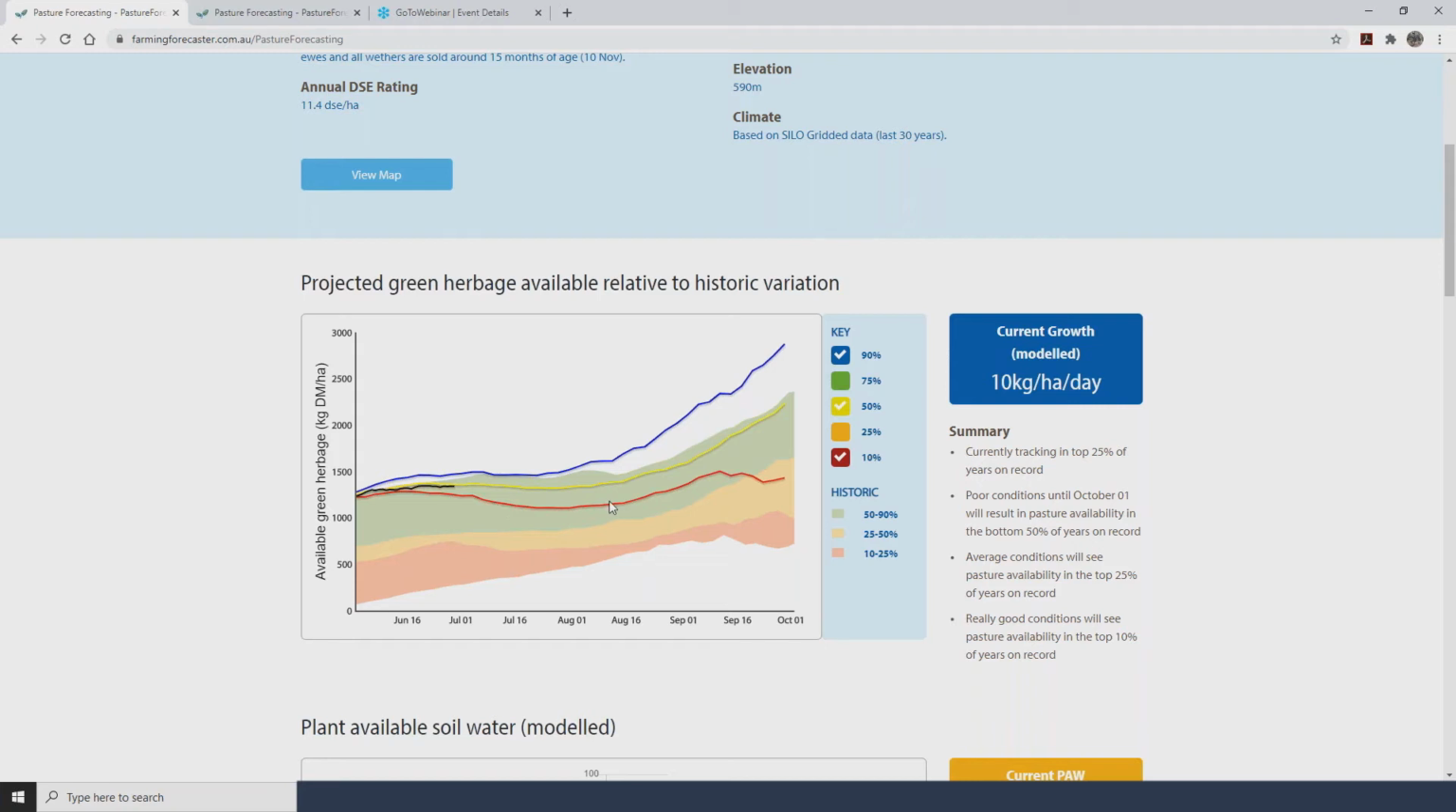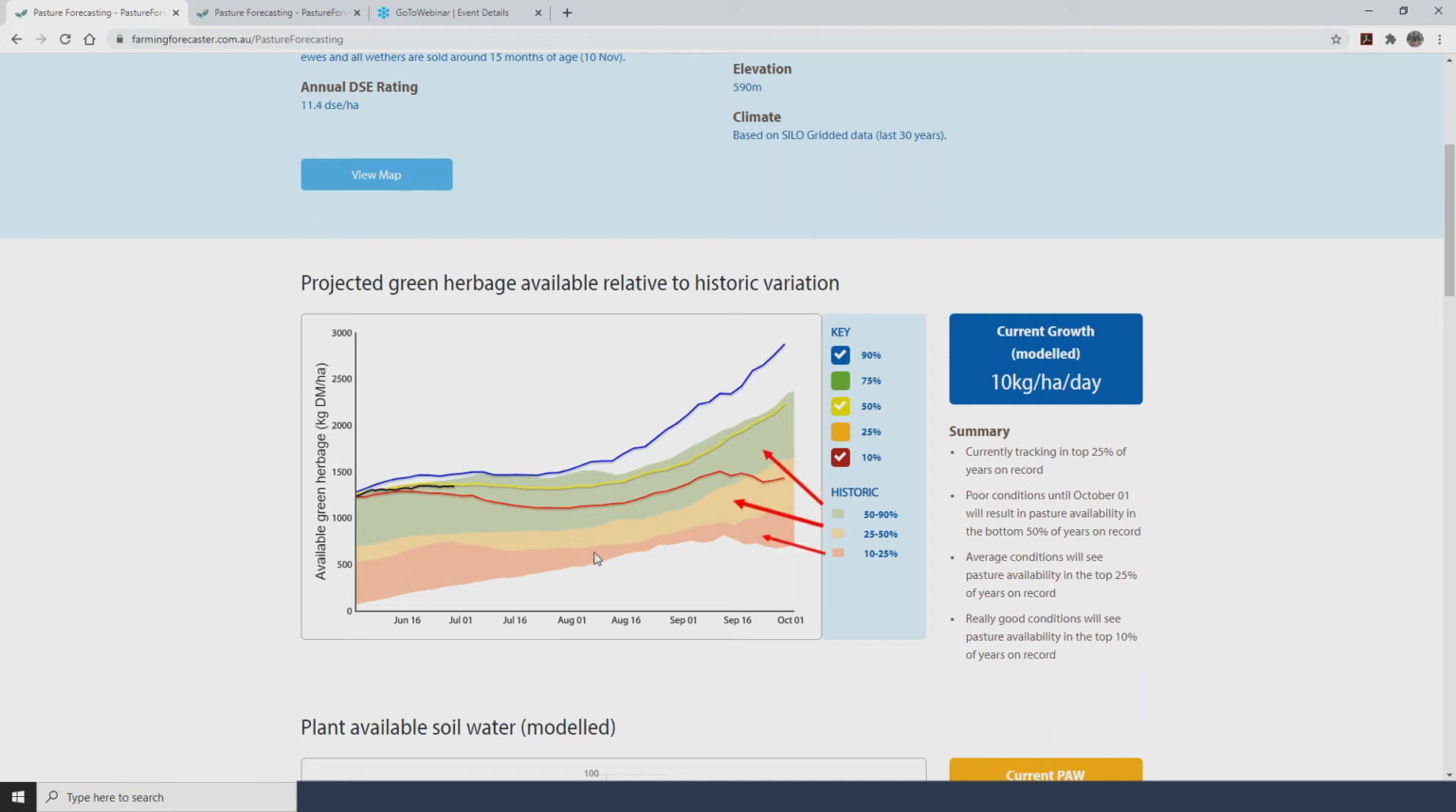So in summary, the yellow line is what you could expect to see if average conditions were experienced during the forecast period. The red and blue lines provide an indication of the likely range in pasture availability under both exceptional growing conditions, indicated by the blue line, or a very dry scenario, which would be the red line.